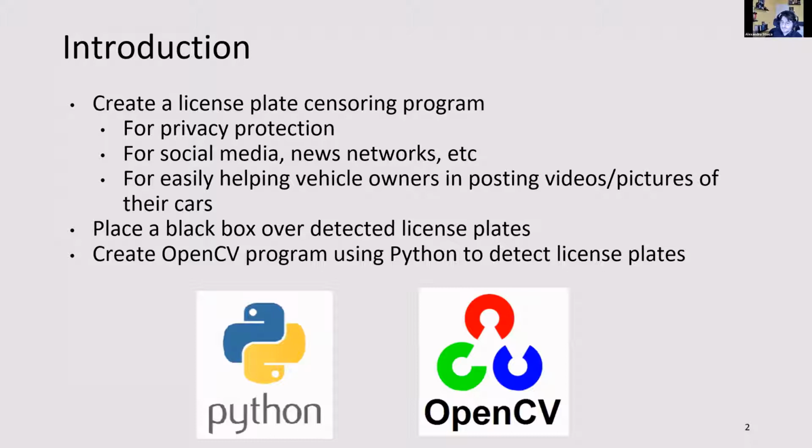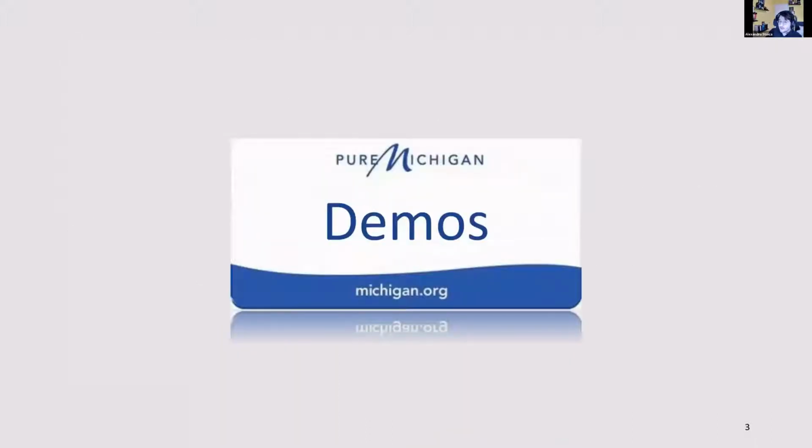Like how Google does their Google Earth, they show their cars and they blur it. We put a black box over it, and I think that kind of sets us over Google because black boxes are more secure than just a blur. And we use this with OpenCV and Python, and we want to show you a couple demos of our program.